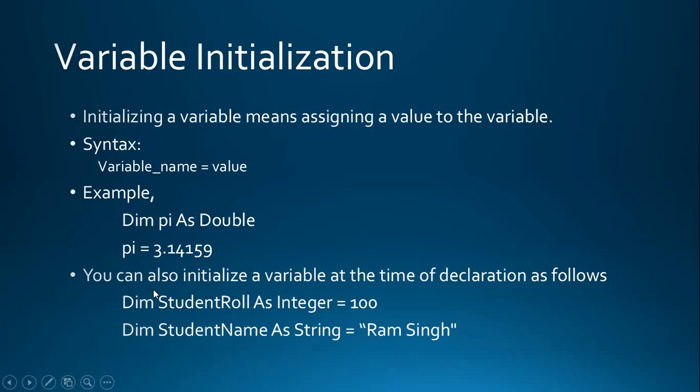You can also initialize a variable at the time of declaration as follows. Dim student roll number equal to 100. So in this line, you are initializing at the time of declaration itself. So you are doing two things at the same time. Dim student role As Integer equal to 100, Dim student name As String equal to Ram Singh. So you are combining these two in the same line.